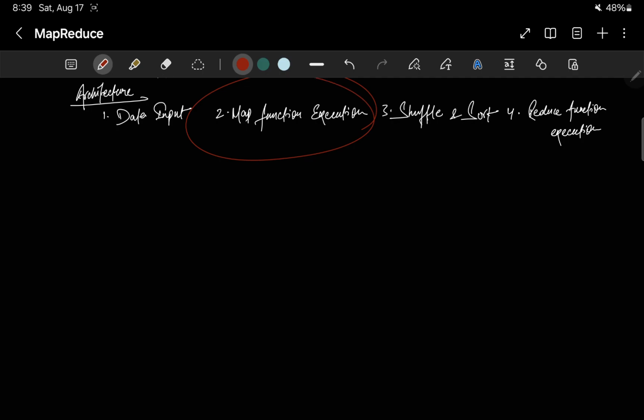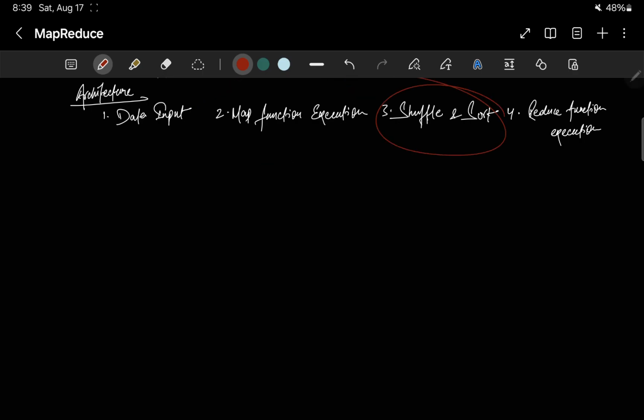Then map function execution, it's the same thing which we discussed earlier. Each map task processes its assigned split of data, applying the map function to generate intermediate key value pairs. Map tasks run concurrently across different nodes in the cluster. Intermediate key value pairs are stored temporarily and shuffled for the reduce phase. The map function processes the lines of text to emit key value pairs, okay, for each occurrence of a word.